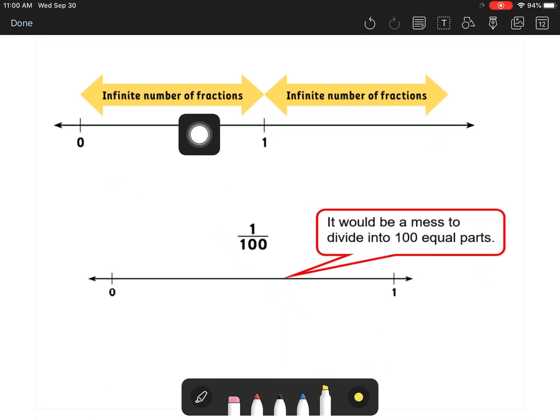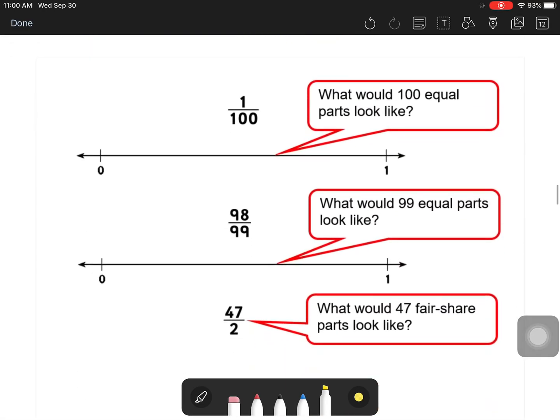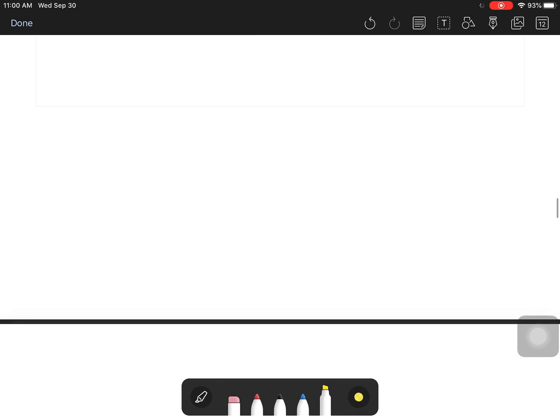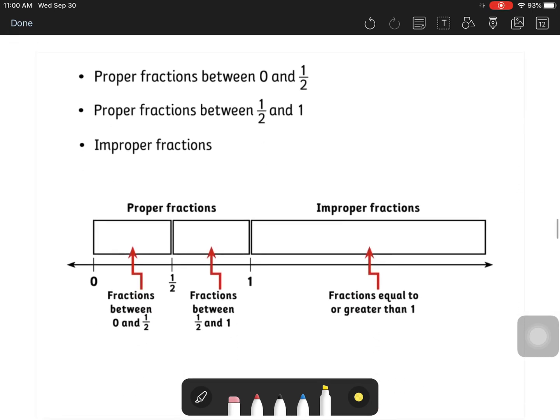This concept is just that there's an infinite number of fractions between 0 and 1. We could cut it into 10 equal parts. We could cut it into 20 equal parts. We could cut it into 100 equal parts. Theoretically we could do that, but when you have your pen, the number line is going to start getting pretty crowded in there. But the idea is that we can make things as small as we want them to be, right? It would be a mess to try to divide it into 100 equal parts because that would be really crowded in there. What would 100 equal parts look like? What would 99 parts look like? Just getting you to think about those things.